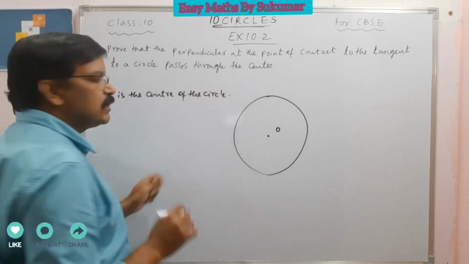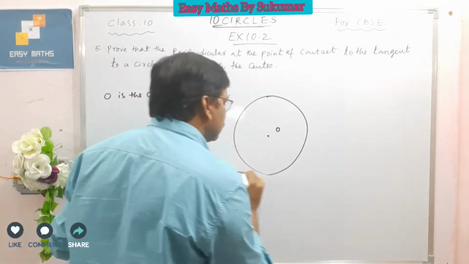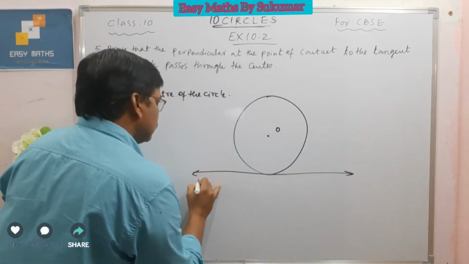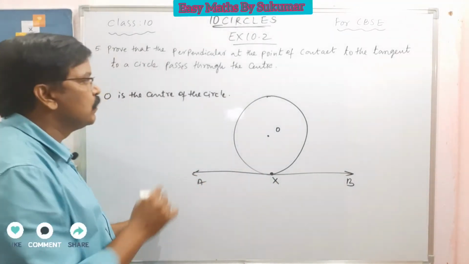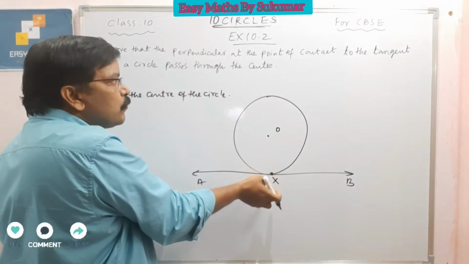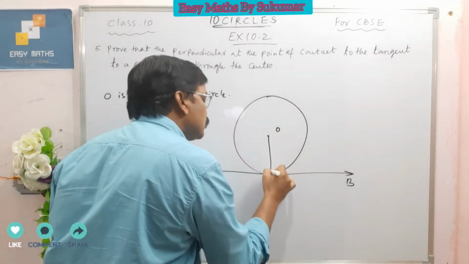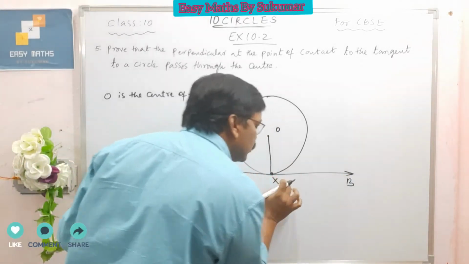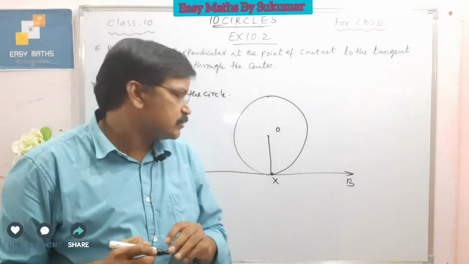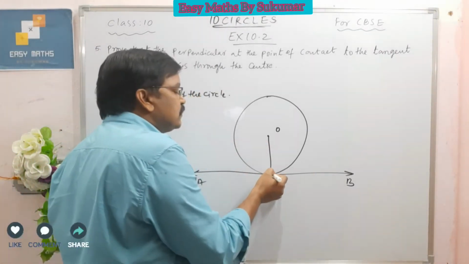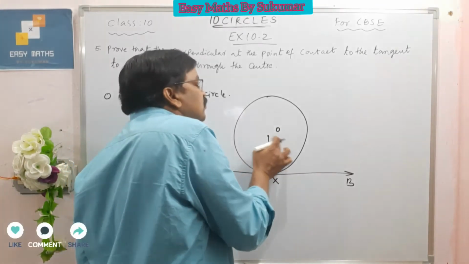Okay. See here what is given. The perpendicular at the point of contact to the tangent. That means here it is a tangent. This AB is a tangent. This is the point of contact, let it be X. So the perpendicular to this tangent at the point of contact to a circle passes through the center of the circle. See my dear students, here we have to prove this perpendicular is passing through this center of the circle O.